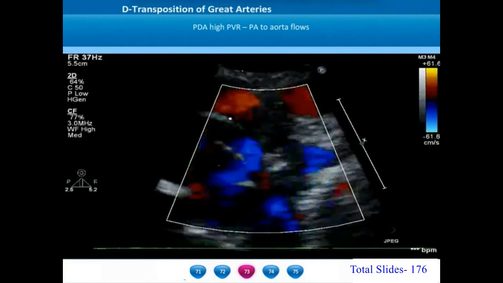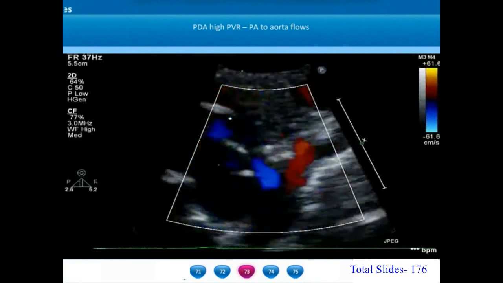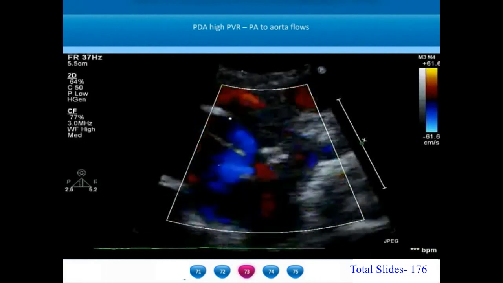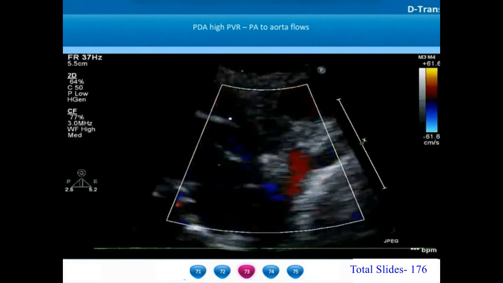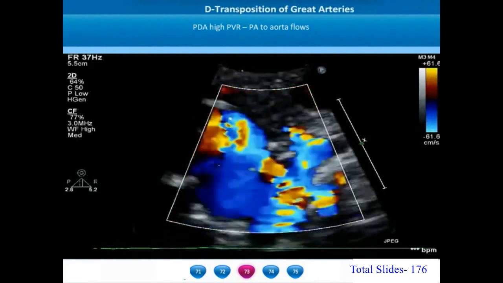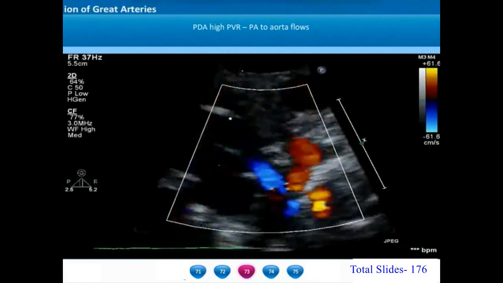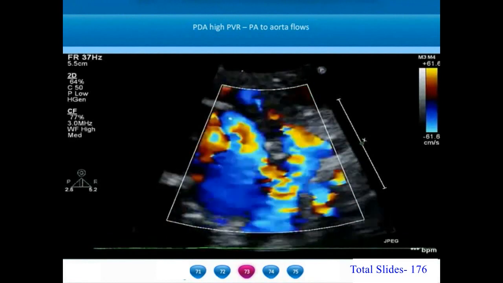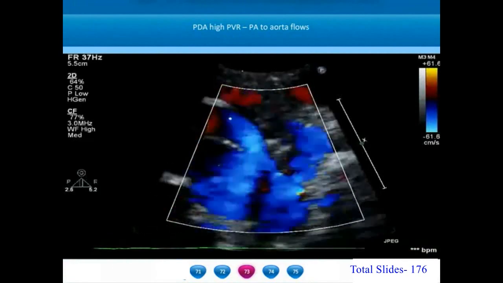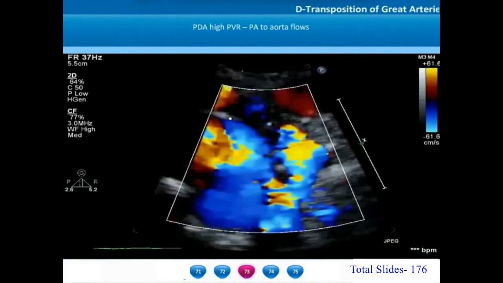When surgical treatment is delayed in patients with transposition of great arteries and large patent ductus arteriosus, eventually the pulmonary vascular resistance gets increased. Then we will notice that there is a pulmonary artery to aortic flow across this ductus. In other words, a flow reversal across this ductus. In this example, we can notice a large ductus. The flow is entirely right to left from the pulmonary artery into the descending thoracic aorta. This is an indicator of PDA with very high pulmonary vascular resistance.